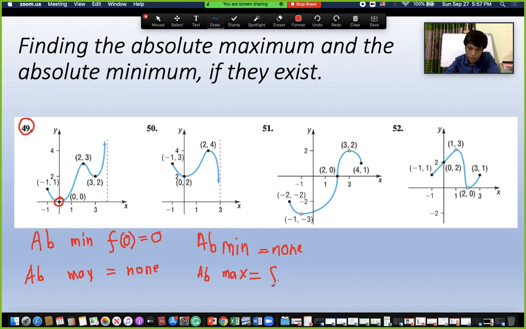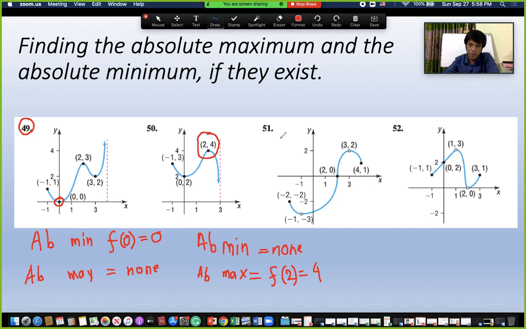And how will we write it? f of 2 equals 4. The first value is x in f of x, then y is the answer. This value is the absolute max. This value is the absolute max in the graph because this is the highest point on the graph.